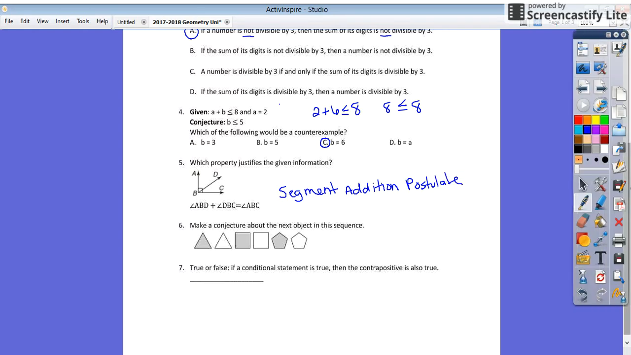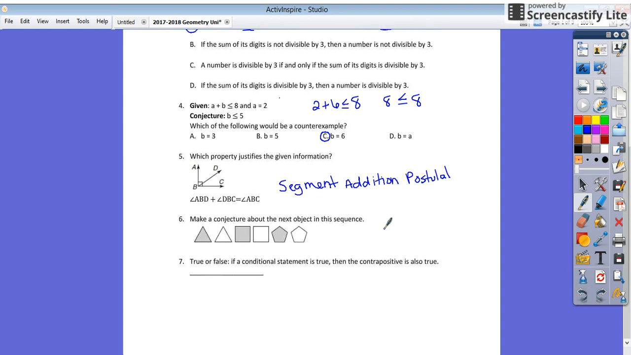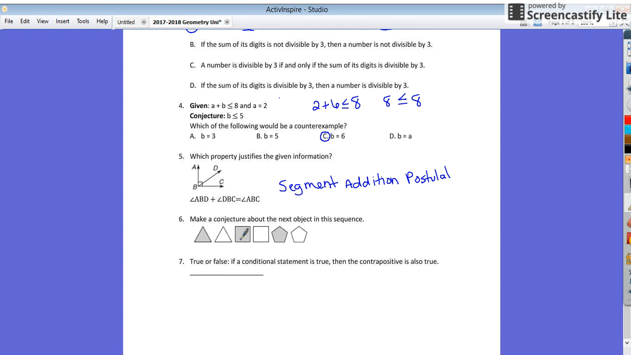On number 6, we are making a conjecture about the next object in the sequence. So we're adding a side each time. So plus a side. So we have a 5-sided figure. We're also alternating between dark and light. So we would need a dark hexagon next. If you drew it, that's perfectly fine as well.